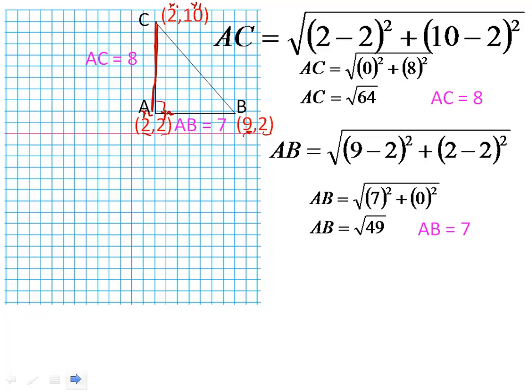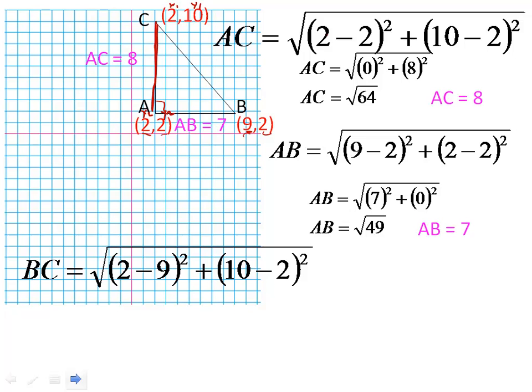Alright, so we know 2 of the sides of the triangle. Now we can find the third side, BC. So I enter coordinates again. Here I have the x's, the 2 and the 9 here. And then I have the y's, the 10 and the 2. So 2 minus 9 is negative 7. And 10 minus 2 is 8. Now this brings me to another common mistake I'm seeing. A lot of people, when you do get a negative value inside one of the parenthesis groups, a lot of you are getting, for instance on this one, negative 49.